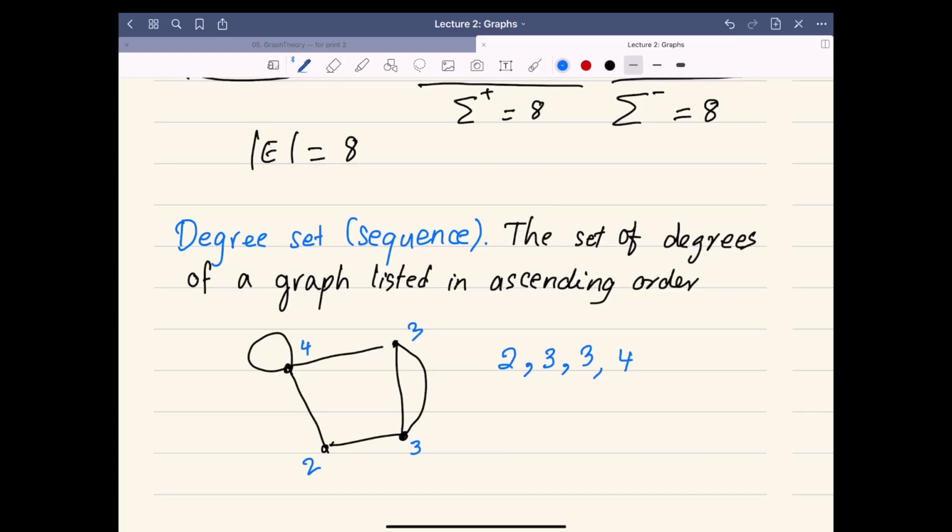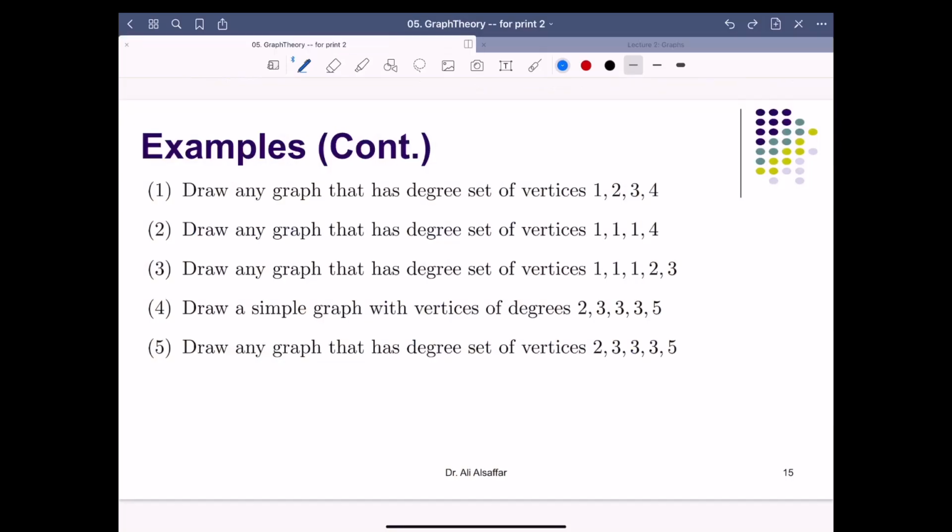And regardless of the labels of the vertices, you can tell from the degree sequence that here you have 4 vertices. And if you have the graph, then you can find the degree sequence easily. But if you have the degree sequence, then finding the graph is not unique. You can draw different graphs for the same degree sequence. Let's go for some examples to show you that.